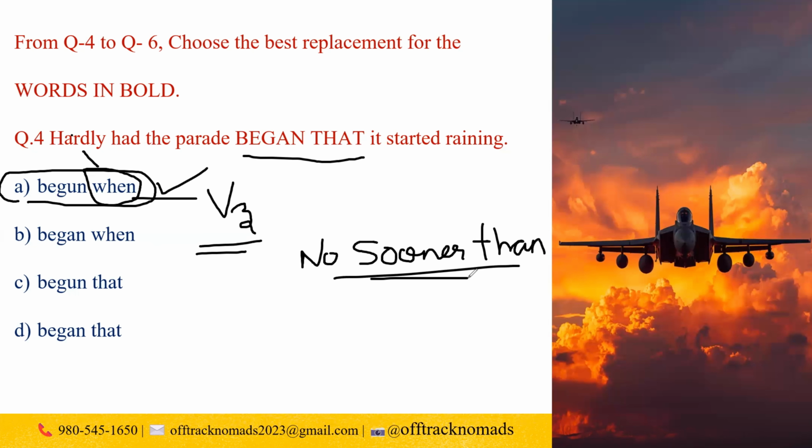So now just find out what has to be the connecting word for no sooner than. So: hardly had the parade begun when it started raining. The same sentence, if I keep it, no sooner had the parade. Now find out what the answer is if the same sentence starts with no sooner than. So it is a task for you. Right? Fifth one.